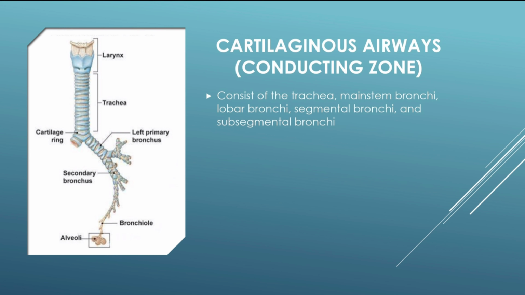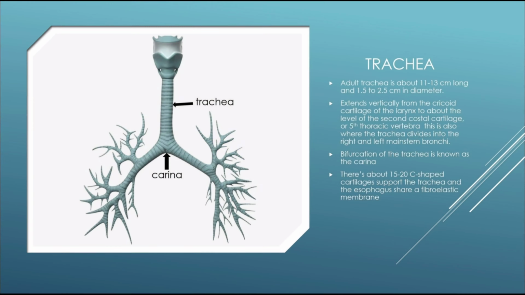So now we're going to talk about the cartilaginous airways. This consists of the trachea, the main stem bronchi, the lobar bronchi, the segmental bronchi, and the subsegmental bronchi. So let's get ready to break each one of these down. Let's get started with the trachea.